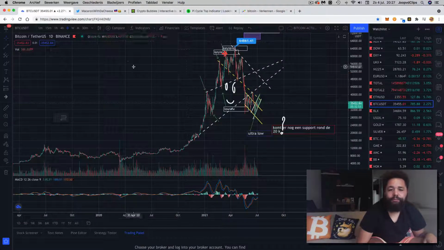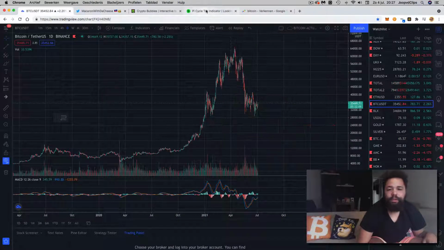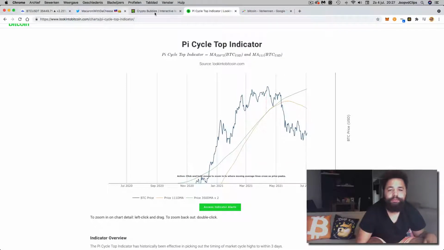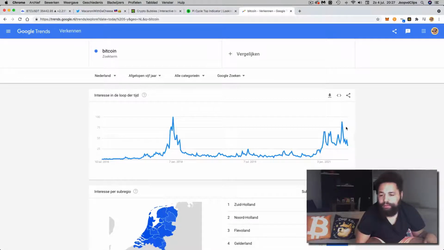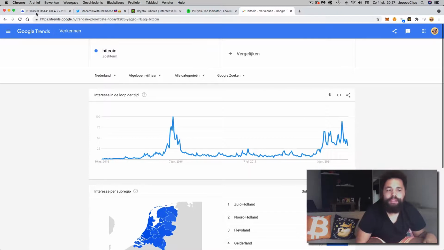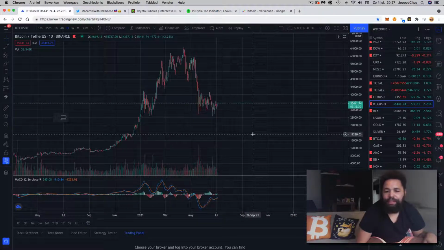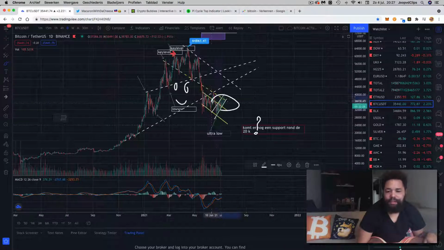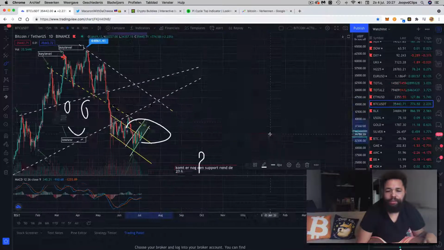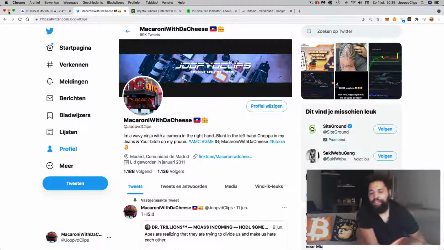So now we're here. You see, this peak was the last peak of March and April, when we reached the all-time high of 64,000. You see, now no one is talking about Bitcoin. That means it's a good moment to buy Bitcoin at these low prices. These are good buy options at these prices. So this is how I make my analysis with this chart.